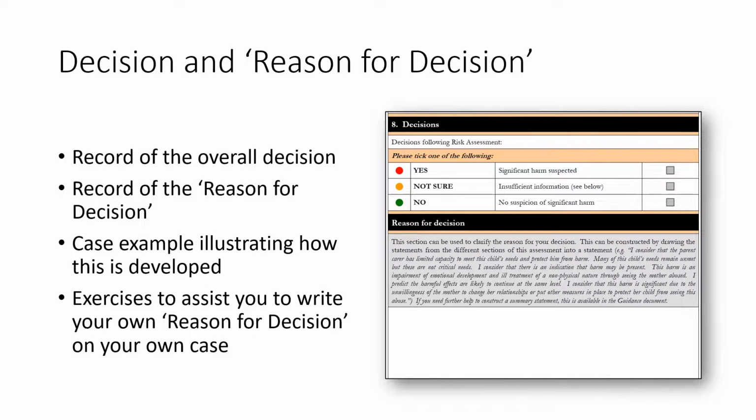Section 8 brings the risk assessment to a conclusion. It is in Section 8 that you make a decision whether significant harm is suspected or not. As part of recording the decision, Section 8 includes a reason for decision summary statement. As you progress through the following videos, you will see an example of the reason for decision summary for the case example. You will also develop the components of the reason for decision summary on your own case example.